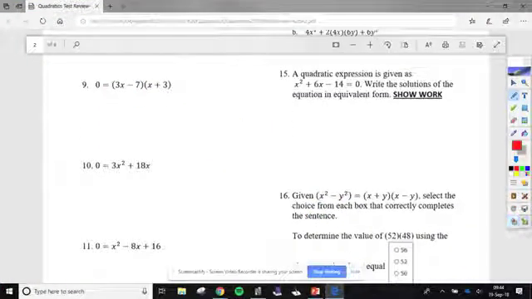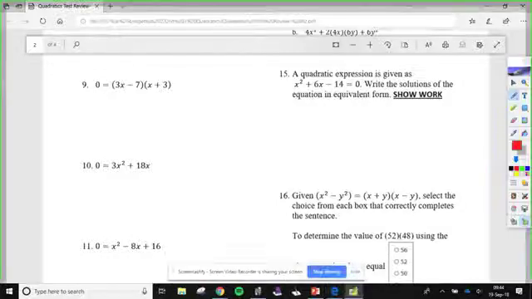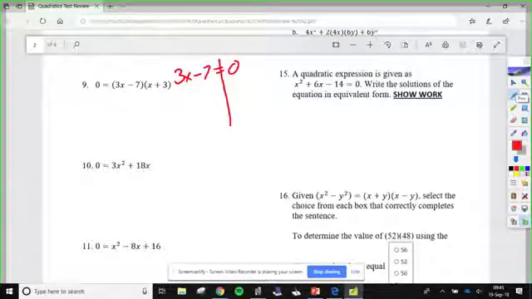So the two results are positive 1 and negative 3. On number 9, it's very similar. It's already factored, so just take each thing in parentheses and set it equal to 0. So 3x minus 7 equal to 0. We'll solve this for x. We'll do the same thing for x plus 3. We'll set it equal to 0, and we'll solve for x.